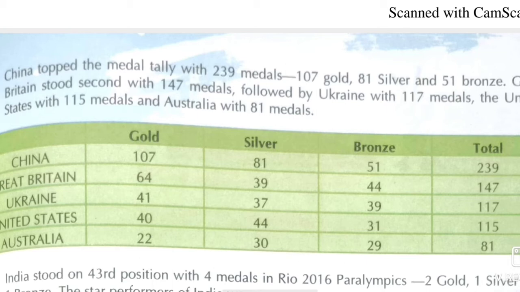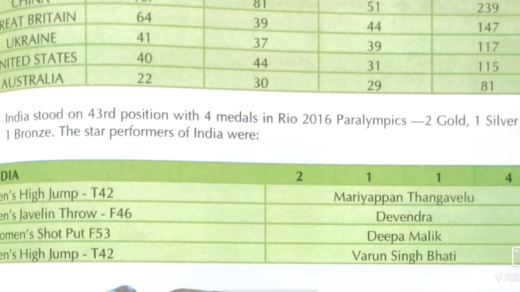So student, here is the table to show how many gold, silver and bronze medals these countries got. First is China, then Great Britain, Ukraine, United States, and last Australia. So student, remember the number of gold, silver and bronze medals. Next, number 8: India stood in 43rd position.